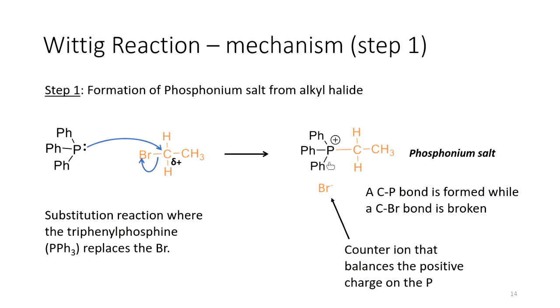So this is known as a phosphonium salt, and we know a salt has a positively charged portion and a negatively charged portion. This positively charged phosphorus makes all of this positively charged, and the negative counter anion is Br minus. And so we formed a bond between phosphorus and carbon, and we've broken a bond between carbon and bromine. So this is step one of the Wittig reaction, forming our phosphonium salt.